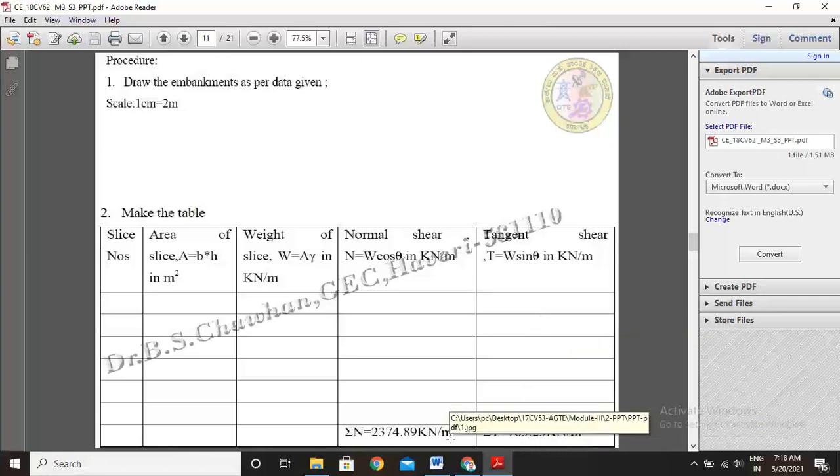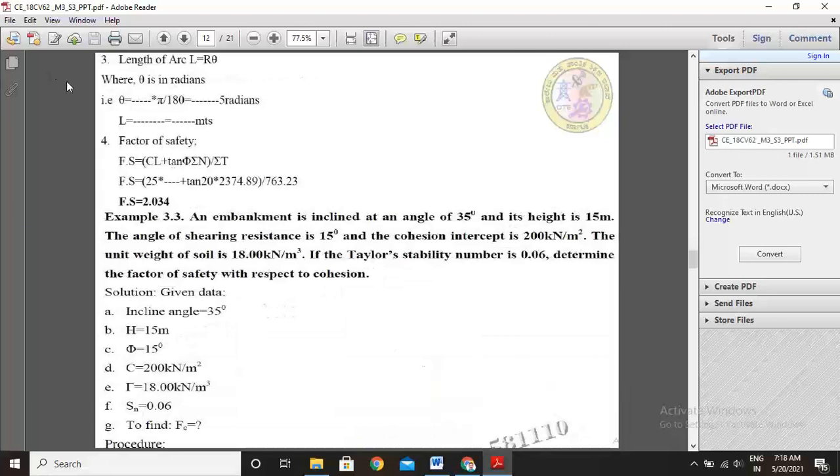So this value, while solving the problems, we are getting this much. Then third step, calculate length of arc L equal to r theta, where theta is in radians. So that theta we are multiplying by pi by 180, we are getting radians. So then L we are getting in meters.